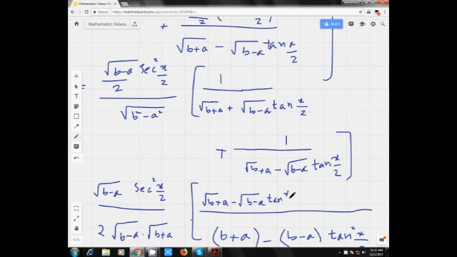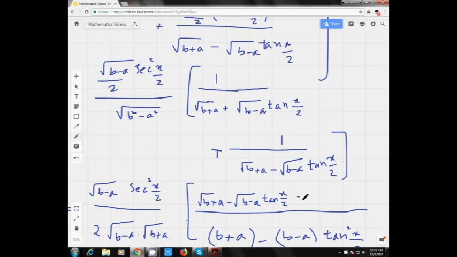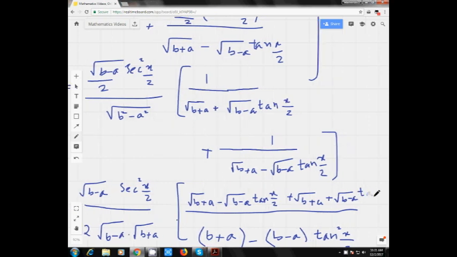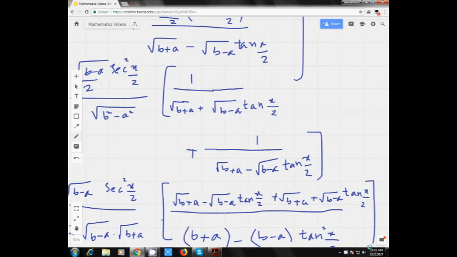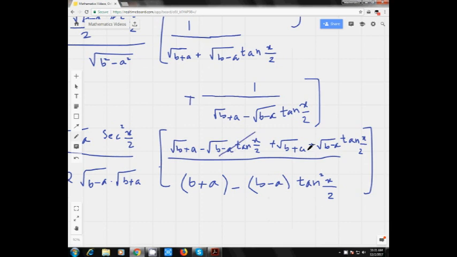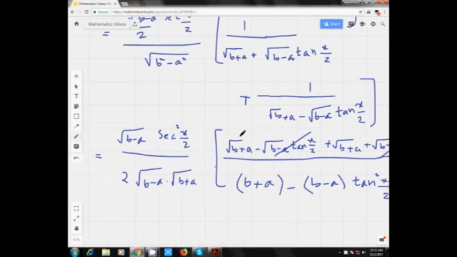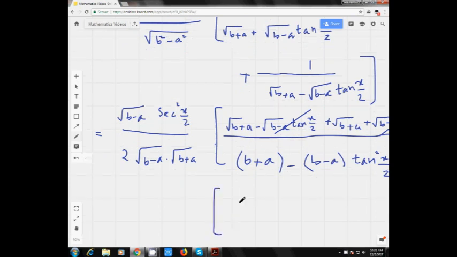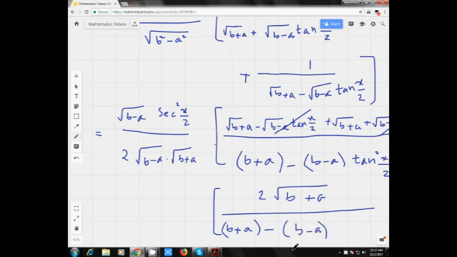That means that we are using the LCM method here, plus square root b plus a plus square root b minus a tan x by 2. It is obvious that this quantity gets cancelled with this one, and this quantity and this quantity is same. Therefore we get here 2 times square root b plus a, and the denominator remains as it is, b plus a minus b minus a tan square x by 2.